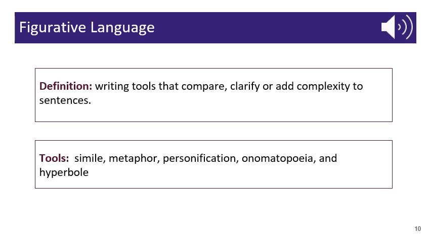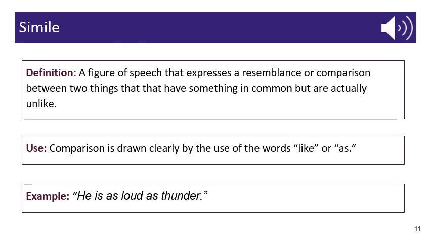Figurative language, on the other hand, uses figures of speech to compare or add flair to your story. We'll be looking at each of the figurative tools that are listed on the screen more in depth in the following slides. A simile is a figure of speech that compares two things using the words like or as. So for instance, he is as loud as thunder uses as to show resemblance between the person and thunder.